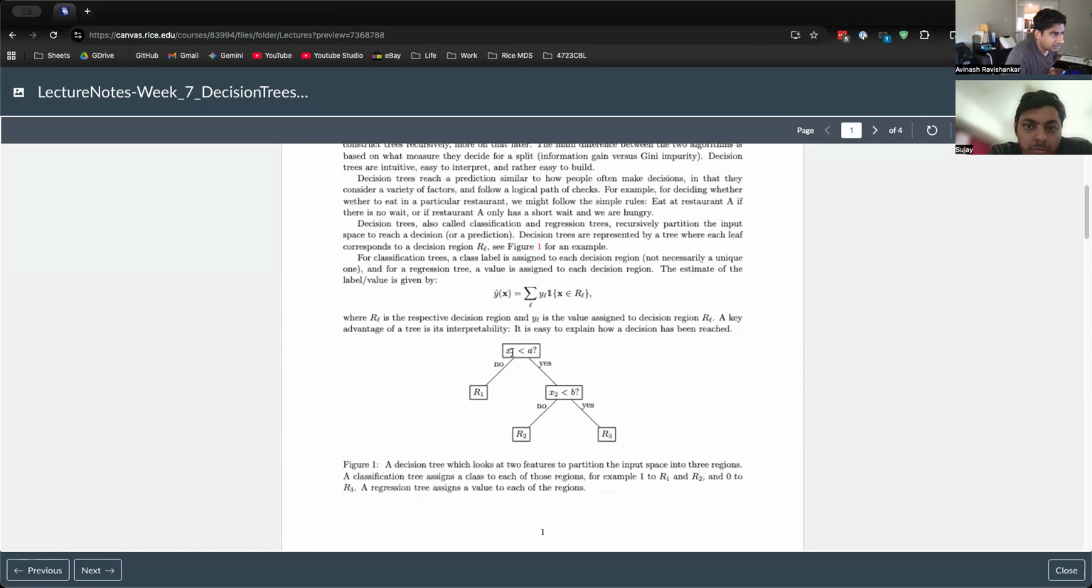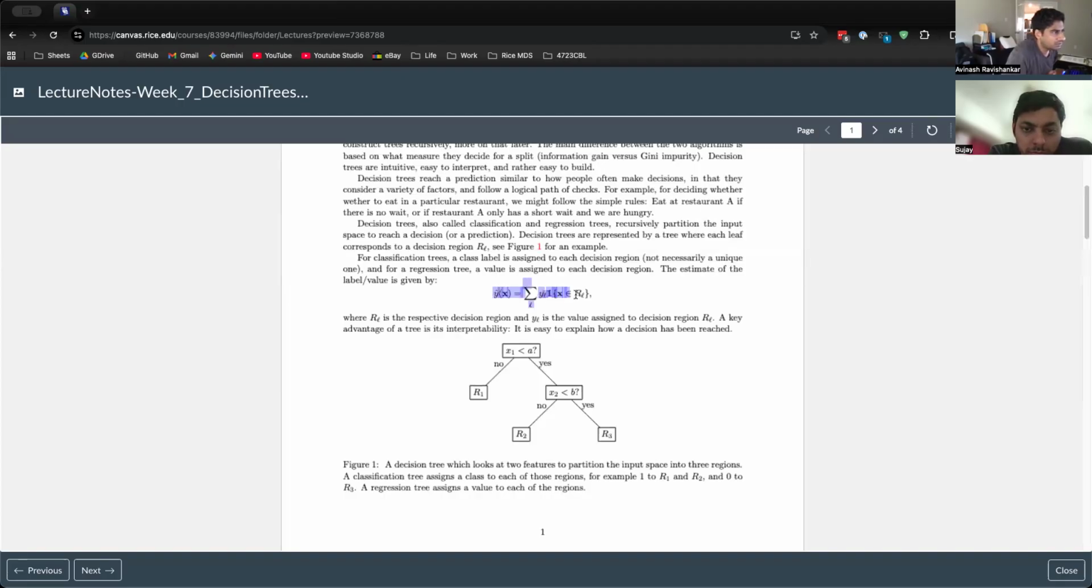So this is the example, right? If it's less than A, then you go here, and you keep breaking it down into the regions R. Yes. I understood all of this. This equation here, though, let me make sure I understand it. For classification trees, a class label is assigned to each decision region. Oh, because we could do this with classification and regression, right? Yes.